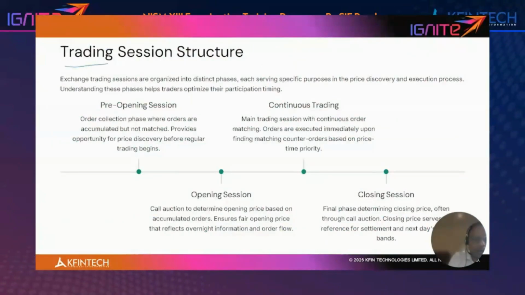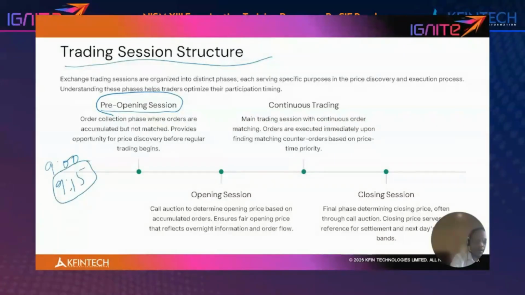Then how the trading session is structured. So pre-opening session, I'll explain in terms of the equity market. Pre-opening, we know that it is between 9 to 9:15. This is a pre-opening session where the order collection phase starts, but it is not matched. You can place the order, but there is no execution happening, only price discovery happens.